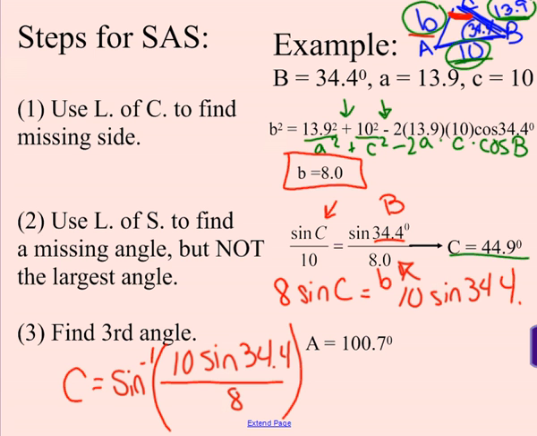And then, of course, to find the last angle, the easiest thing to do is 180 minus the other two angles, because remember, we're dealing with a triangle. All angles of a triangle add up to 180 degrees. So we can do 44.9 plus what we were originally given, the 34.4, and then minus that from 180 degrees, and we get 100.7 degrees.